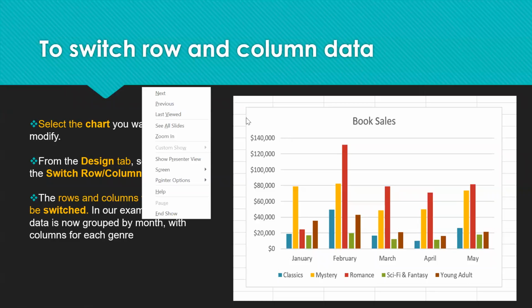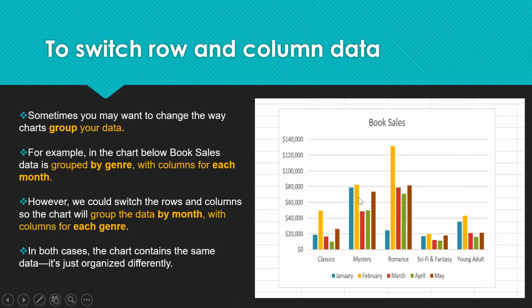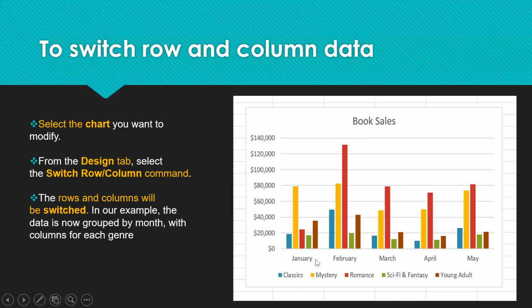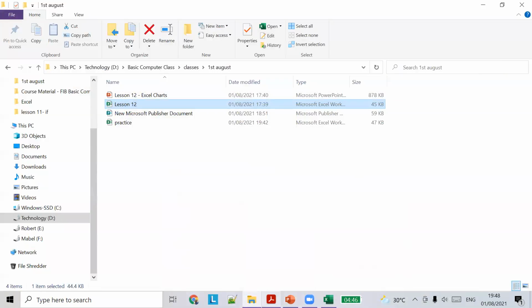What is the difference between previous and this one, right? See here, the data is grouped by the category, the genre of the books, right? Here you can see the data is grouped by the months of sale, right? So this is how you switch data between. This is how you organize your chart differently. You can show the charts in a different way here.